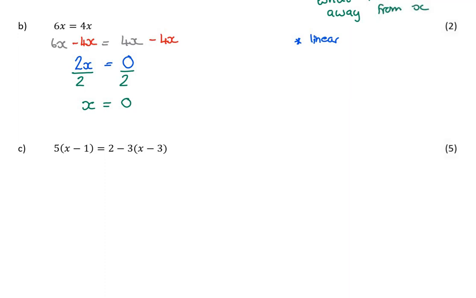Now, let's just think about it for a second. Why is that definitely true? Well, what is 6 times 0? 6 times 0 is 0. And what's 4 times 0? Oh, it's also 0. So actually, that makes complete sense. Now, notice there were only 2 marks because you basically got your x's to one side and divided. It was quite quick. Okay, on to the next one.